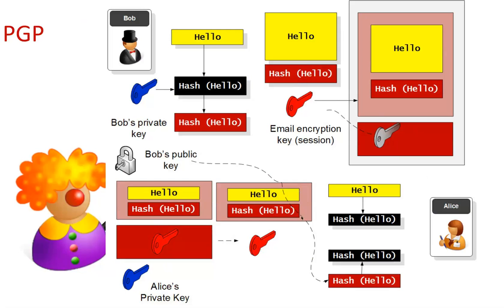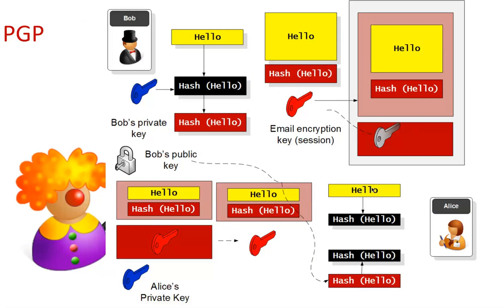Then she takes the encrypted hash and decrypts it. She'll take a hash of the message herself, and she compares the hash. If they compare, then she's proven that Bob did send the message and that the message hasn't actually changed.